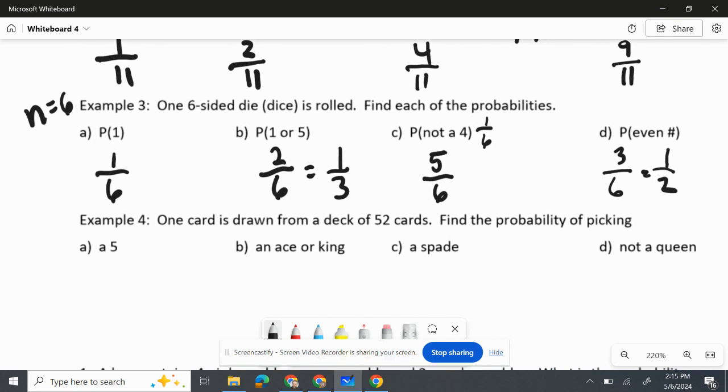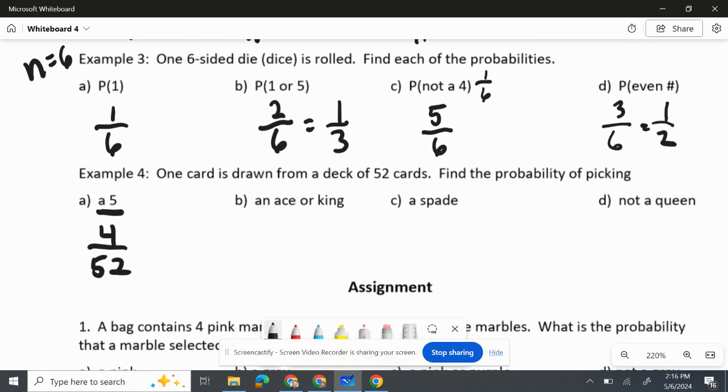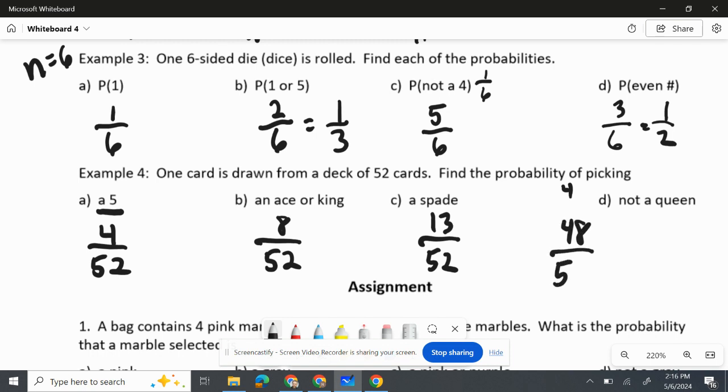Card probabilities. There are 52 cards. When we're talking about a 5, there are 4 5s in a deck of cards. So it would be 4 out of 52. An ace or a king, there are 4 aces and 4 kings, so a total of 8 out of 52. A spade, there are 13 spades out of 52. And not a queen. We know that there are 4 queens, so not a queen means that there are 48 cards, so 48 out of 52.